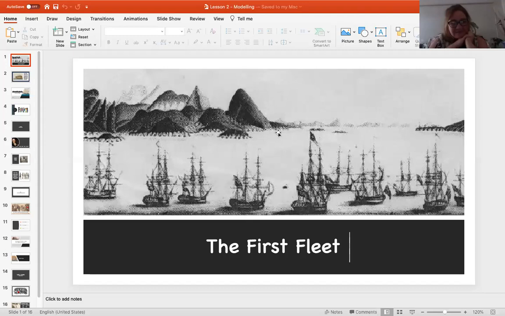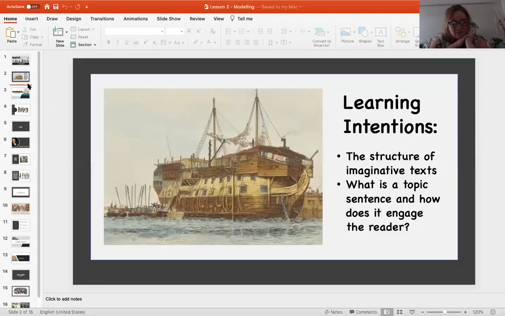I'd just like to welcome you to our class this morning. We will be looking again at narrative and the First Fleet. So first of all, we are going to have a look at what we're going to be doing today. Today we're going to have a look at the structure of imaginative text, how we're going to set one of those out when we are writing a narrative. And second of all, we're going to be looking at the topic sentence and how it engages the reader.